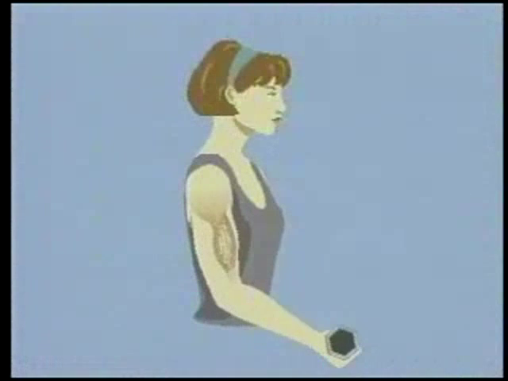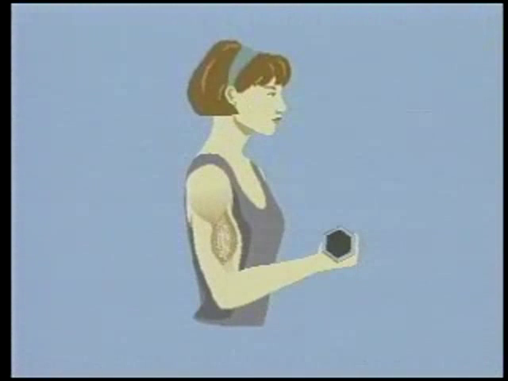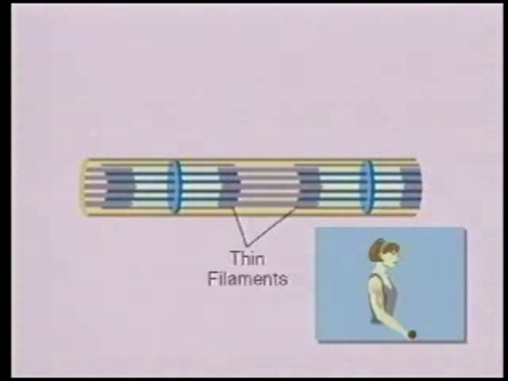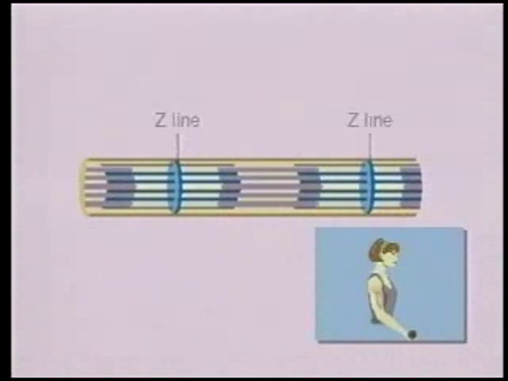As the muscle begins to contract, it shortens and thickens. Now think about the sarcomere. When the muscle is relaxed, the free ends of the thin filaments are far apart. The Z-lines are also far apart.